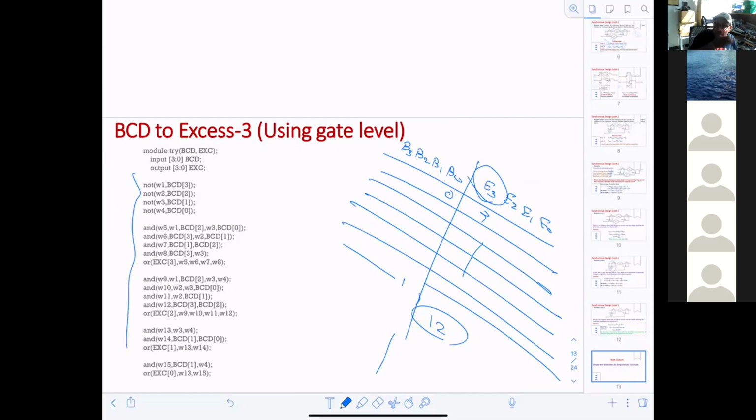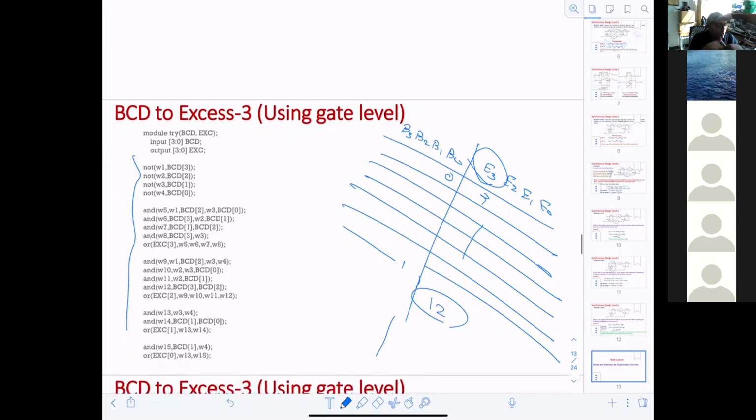One of the things I noticed, some of you are confused about the difference between using the assign concurrent statement and a structural level. That's not a structural level. That's called the data flow level model. Whatever is in front of you now is gate level, structural level. Have you noticed I'm using the gates here?